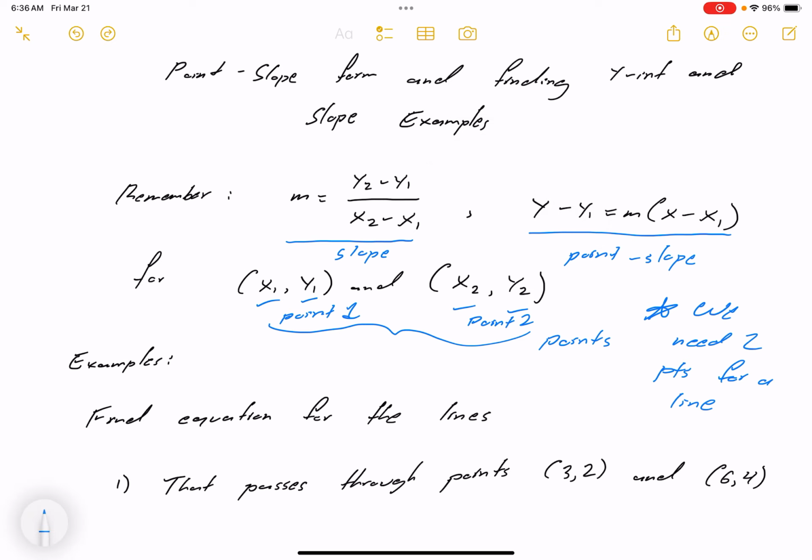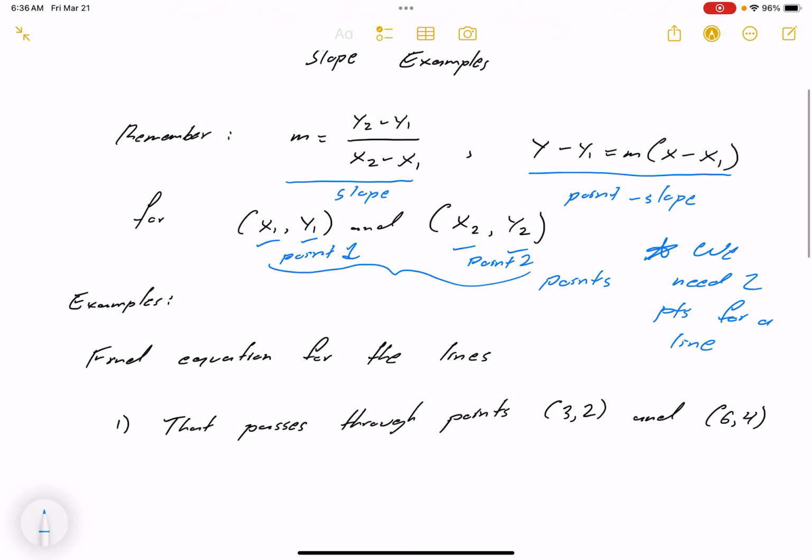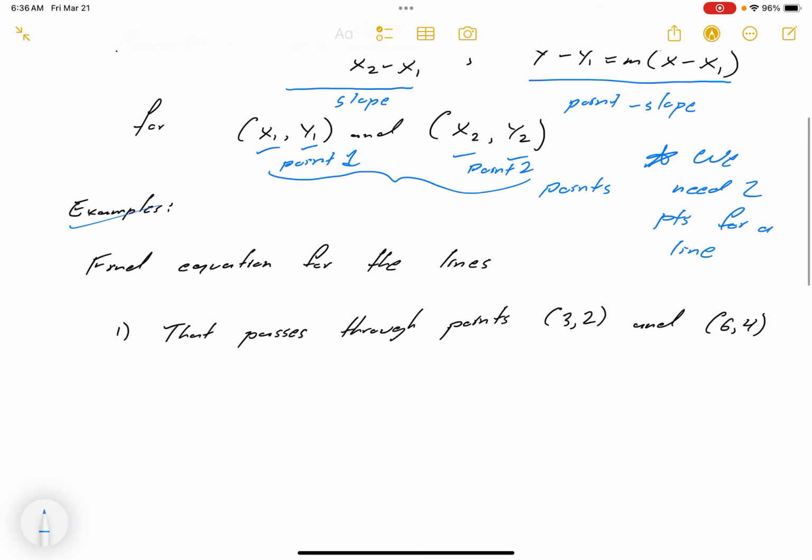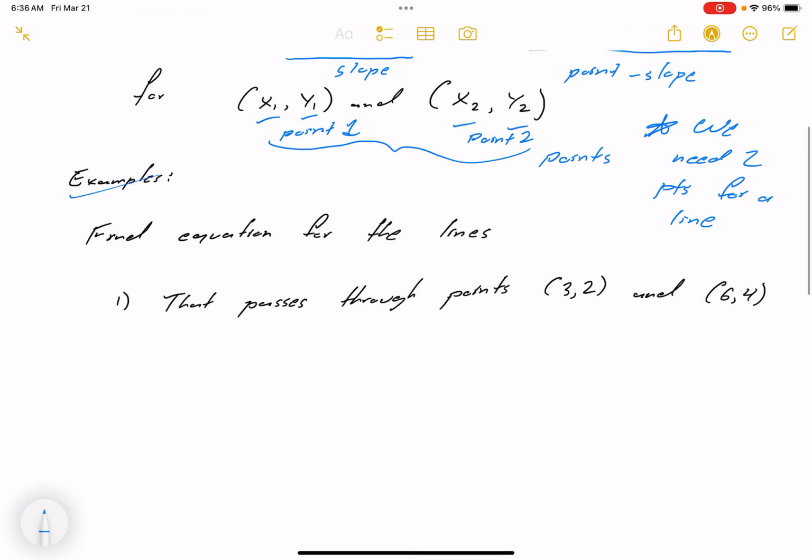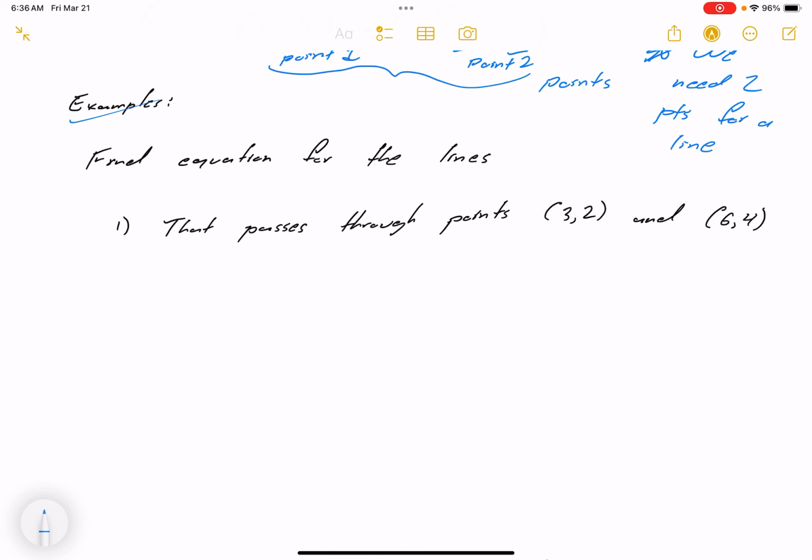Okay, so now let's go ahead. We'll see all of these formulas in action when we go over some examples. So let's go ahead and look at our examples. So the first, we need to find an equation for the lines. Okay, so our number 1 passes through points 3, 2, and 6, 4. So these are our 2 points, point 1 and point 2. So we need to find a line that passes through those 2 points.